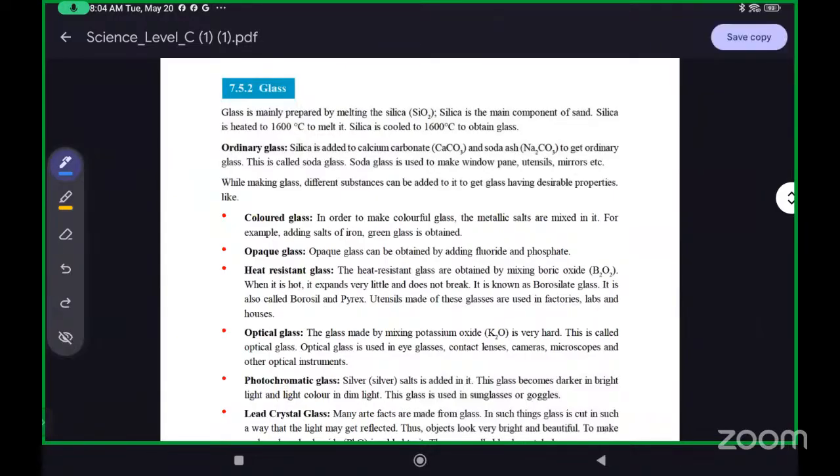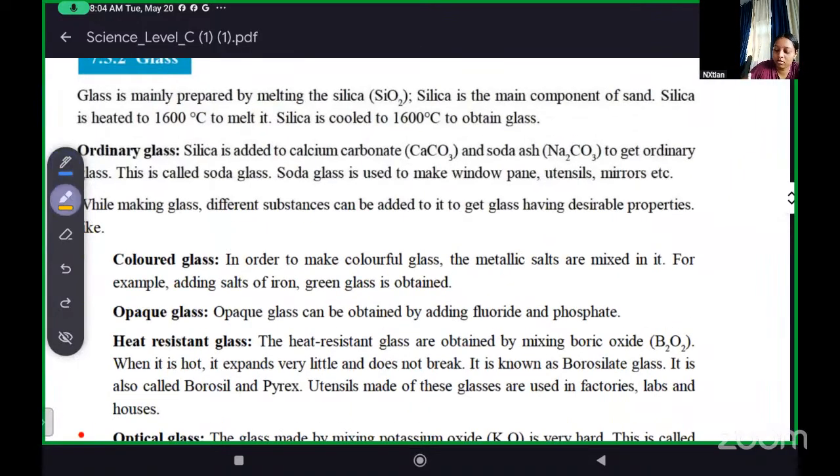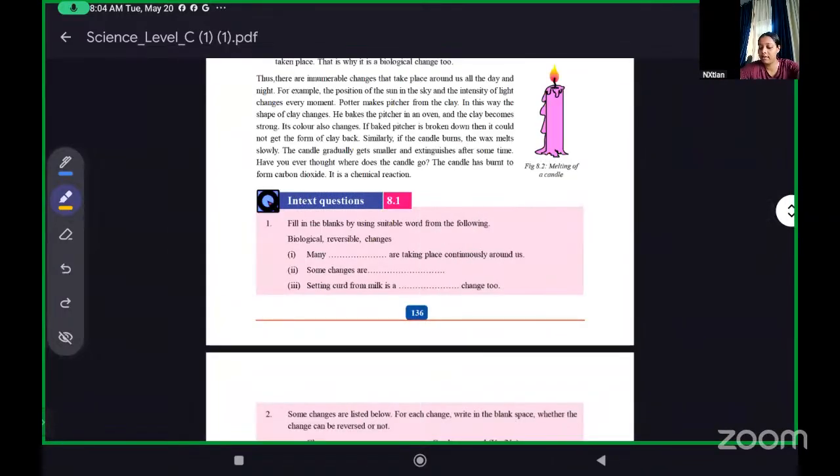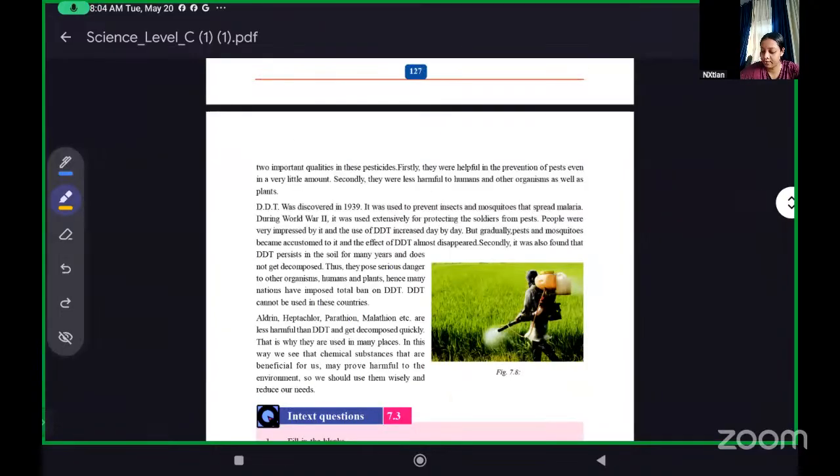It is the ordinary glass that we use, and its composition is silica, calcium carbonate, and soda ash. Now, this ordinary glass or soda glass is used to make window panes, utensils, mirrors, etc. So you can write down any one of it. Window panes, mirrors, etc.